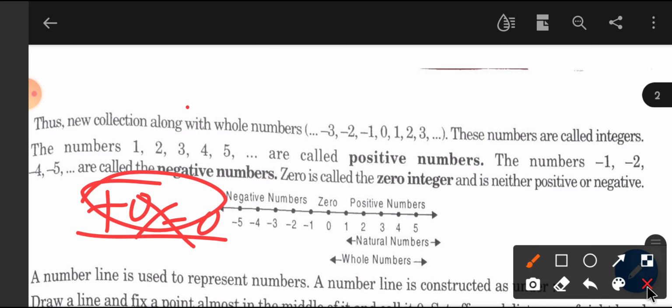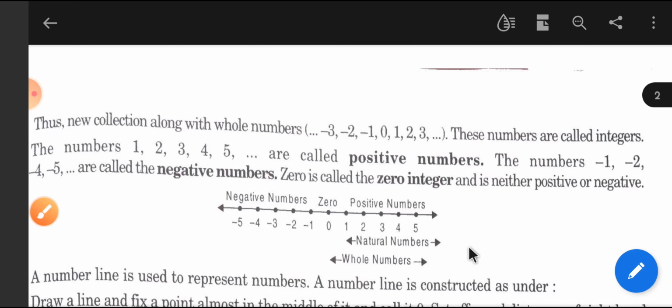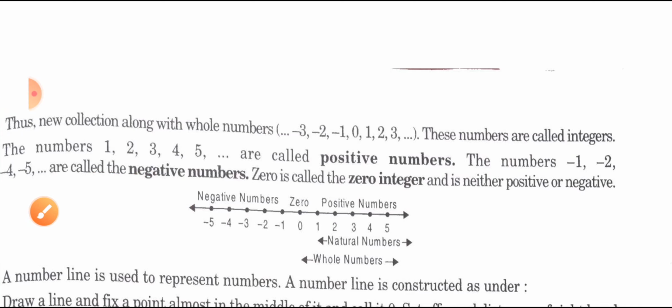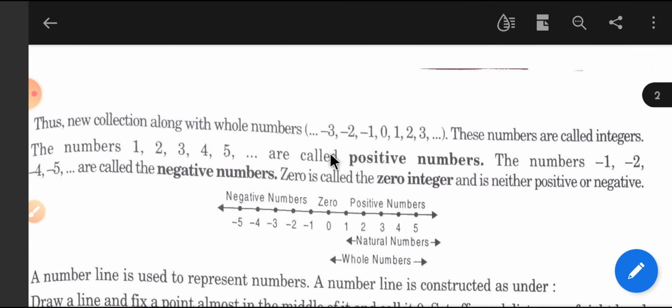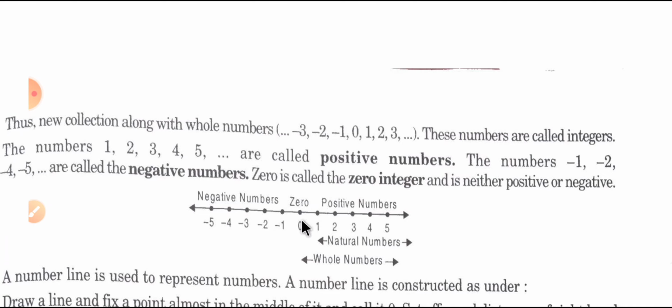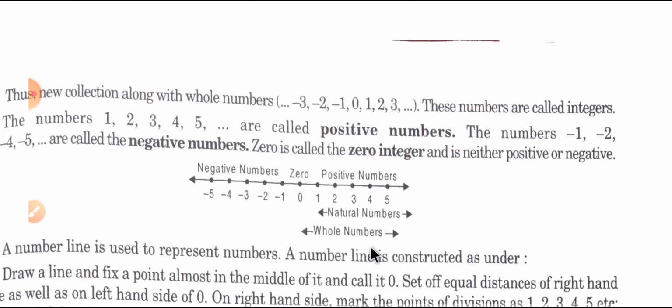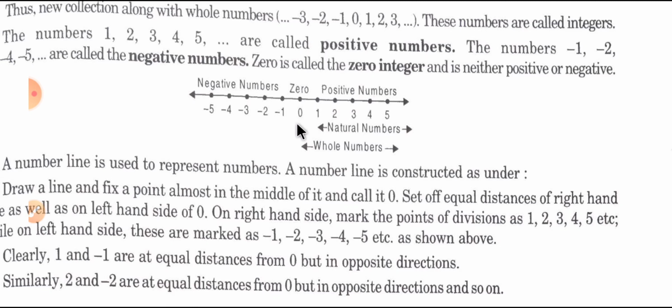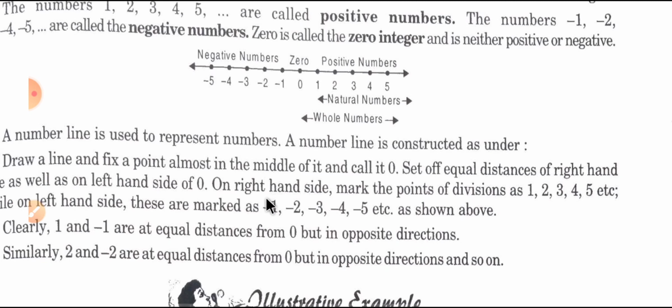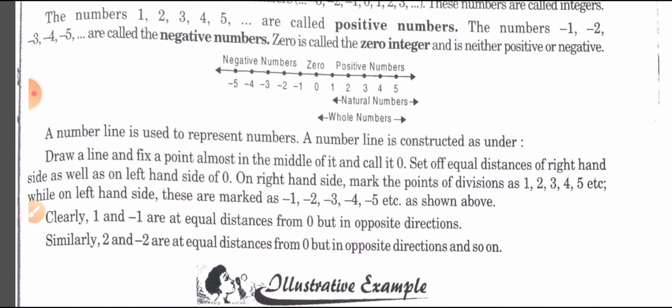So you can see here the number line, negative numbers, 0 and positive numbers. So 0 is in the middle, on the left side are negative numbers, and on the right side positive numbers. Natural numbers means from 1 onwards, and whole numbers means from 0 onwards. Then a number line is used to represent numbers. What is the use of this number line? We can represent numbers on it. How can we construct a number line?